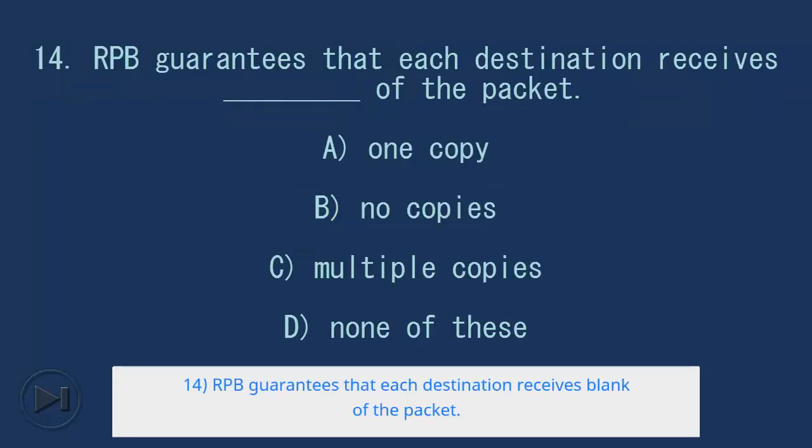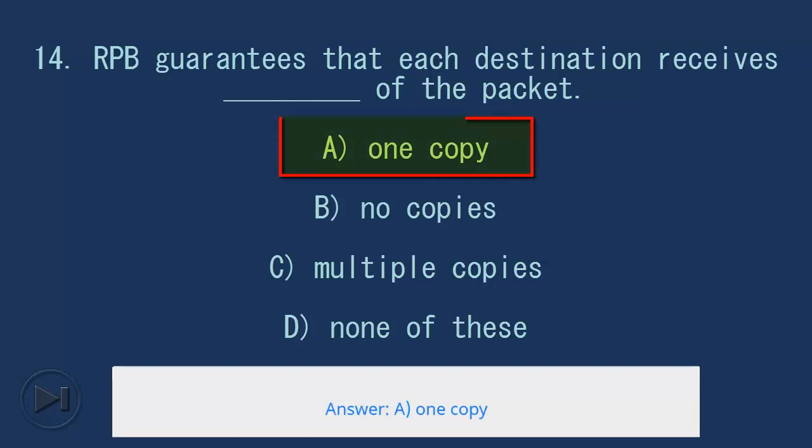14. RPB guarantees that each destination receives blank of the packet. A, 1 copy. B, no copies. C, multiple copies. D, none of these. Answer, A, 1 copy.